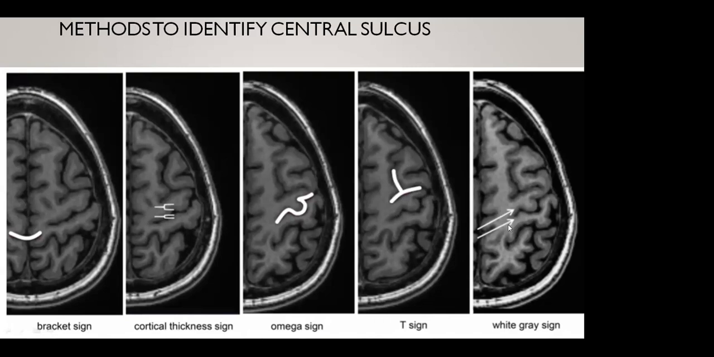Again, this is the white and the gray sign that we can appreciate. Obviously, this is the area of gray matter, and this is relatively wider. Here we can appreciate anterior to the hand knob sign. So this is the identification and representation of the motor strip on the MRI.